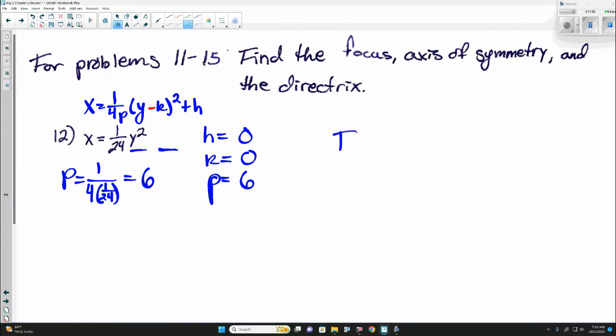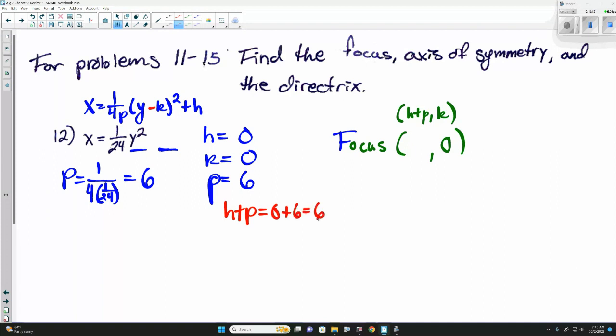Now at this point here, we can find the focus. Now it's x equals, well, the focus in general form is h plus p comma k. Well, our k value is 0. H plus p we need to calculate. Well, that's going to be 0 plus 6, which is 6.